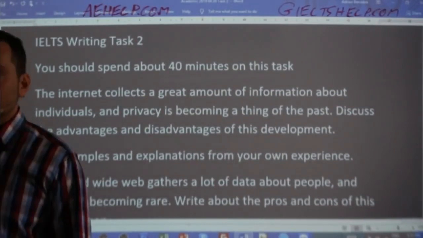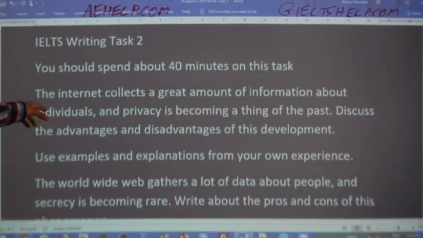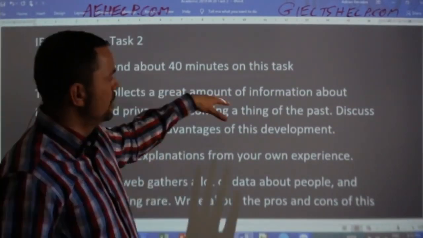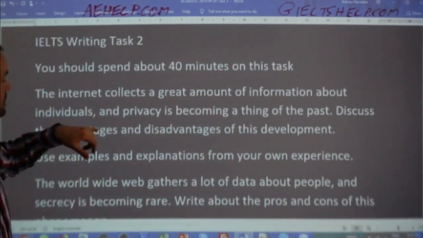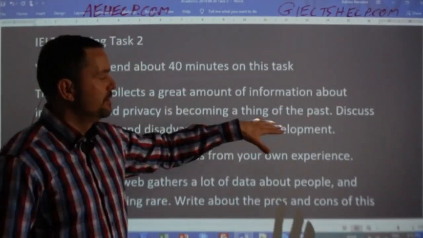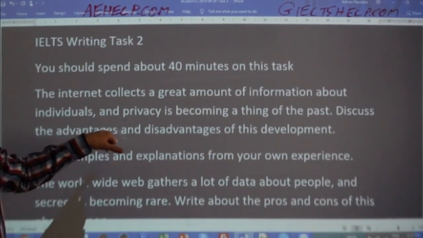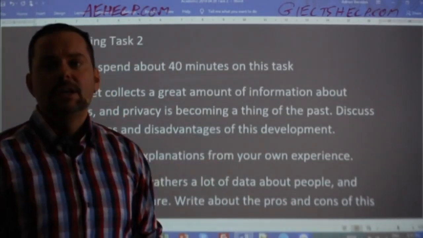I'll show it to you again to help you. The internet collects a great deal of information about individuals, and privacy is becoming a thing of the past. Discuss the advantages and disadvantages of this development.